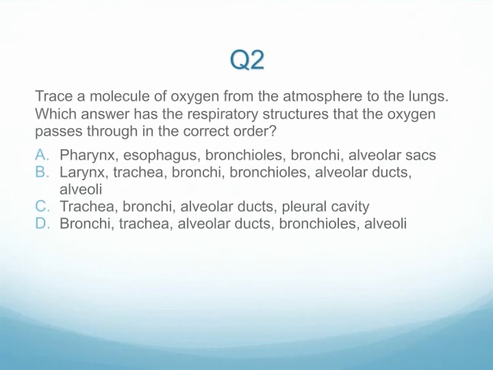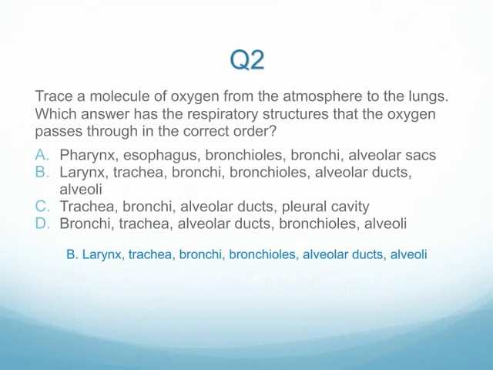Next, we'd like to trace a molecule of oxygen from the atmosphere to the lungs. Which answer has the respiratory structures that the oxygen passes through in a correct order? Is it A, the pharynx, the esophagus, the bronchioles, the bronchi, and alveolar sacs? Or is it B, the larynx, the trachea, the bronchi, the bronchioles, the alveolar sacs, and the alveoli? Or is it C, the trachea, the bronchi, alveolar sacs, and the pleural cavity? Or is it D, the bronchi, the trachea, alveolar ducts, bronchioles, and alveoli?